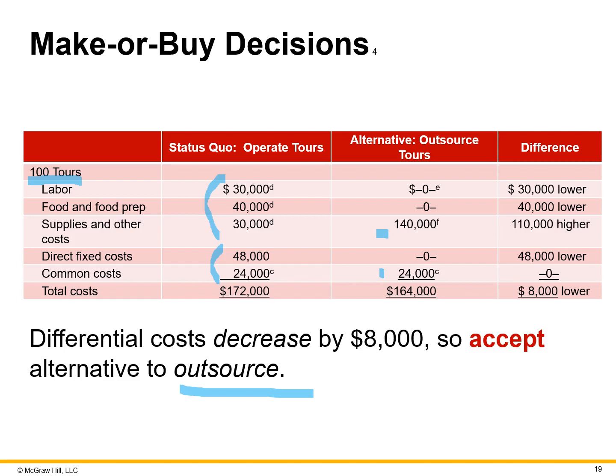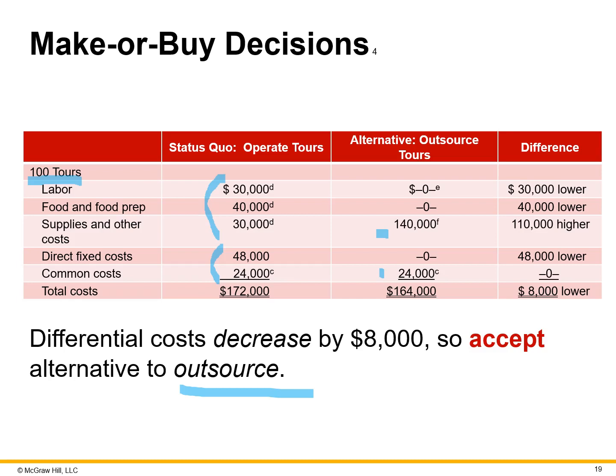So in a situation like this, the company has to really make the best forecasting that they can to determine whether they're going to do 150 tours or 100 tours. And if it's looking like they're probably going to do 150 tours, then it's better to keep doing the tours themselves. But if they expect a decline in demand, then it would be better to outsource.